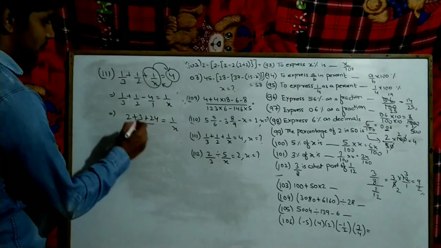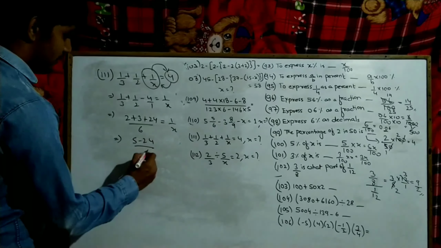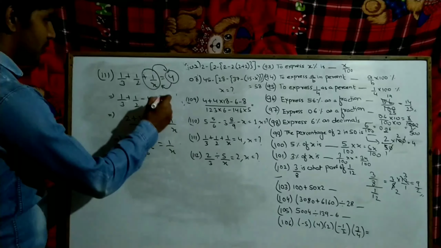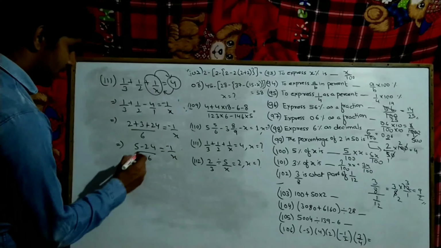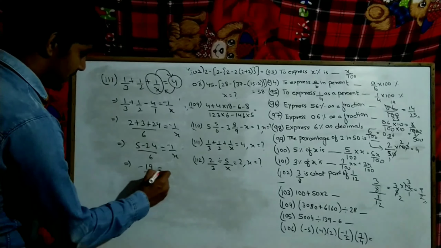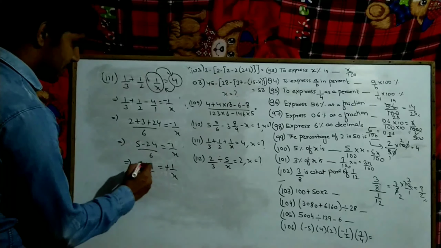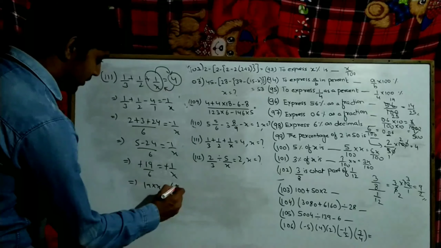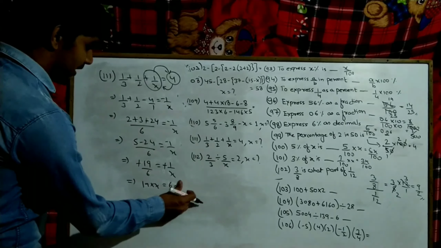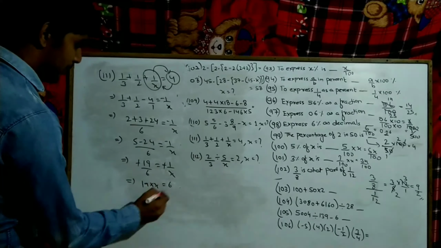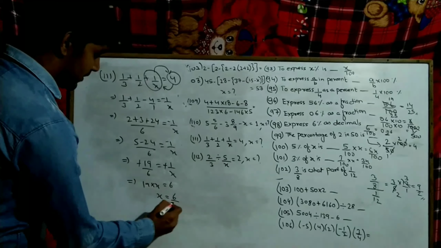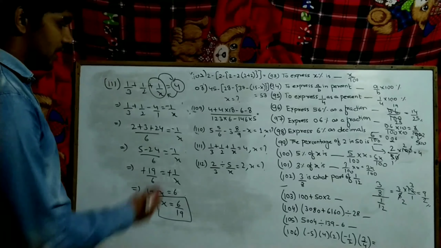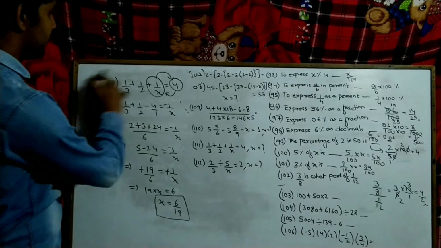Now 5 minus 24 by 6 is equal to 1 by x. Okay, and remember this plus will go, that's why it becomes minus. Okay, now minus 19 by 6 is equal to minus 1 by x. Now minus minus will be cancelled. Now cross multiply. 19 into x is equal to 6 into 1. 6 into 1 means 6 only. Okay, now this multiplication part both that side becomes division. Clear? So this is 111 problem. Let's go to the last problem, 112.